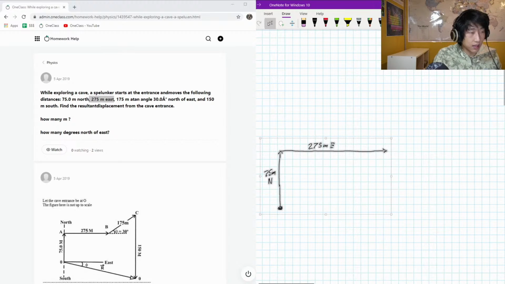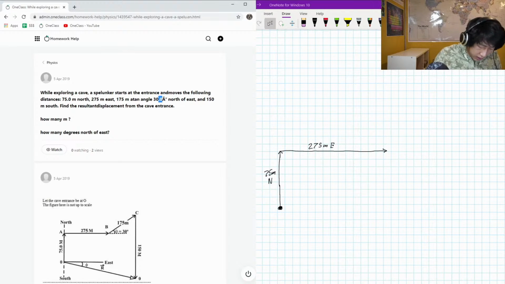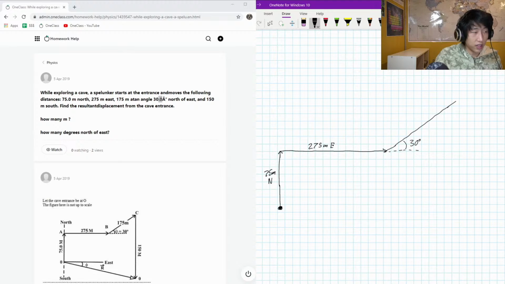The next step is 175 meters at an angle 30 degrees north of east. So we're going to go directly east, but just slightly north of that by 30 degrees. Let's get our pen here. So something like this. Okay, 30 degrees north of east, and that was 175 meters, my bad.